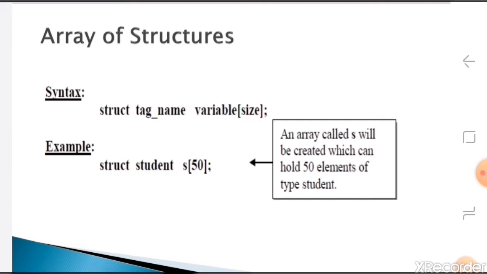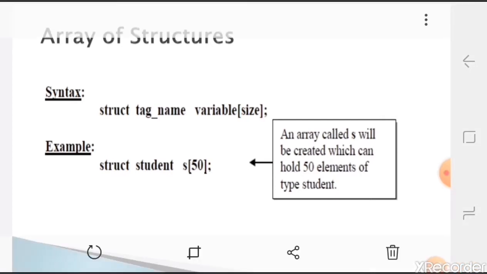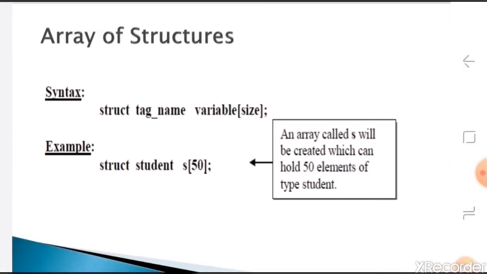We already studied that: there is always a data type, then the variable name, and in square brackets you mention a constant fixed size, some integer value. That is how we declare an array. For a structure we declare it in the same way, but here the data type is the struct keyword, then the tag name, that is the structure name we gave, then the variable name, and in square brackets the size of the array.